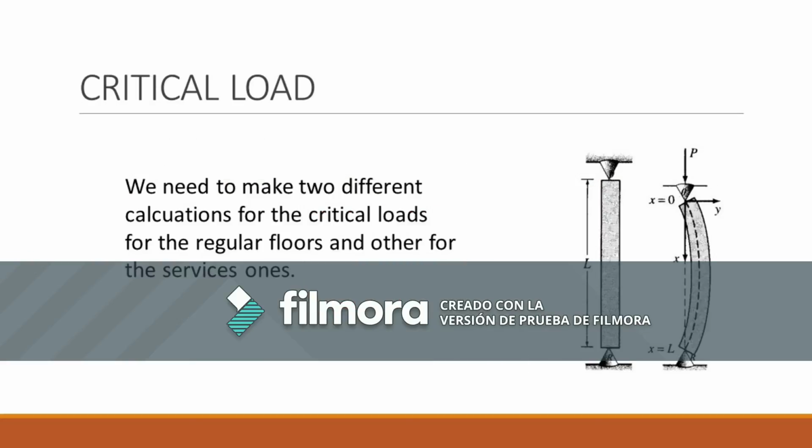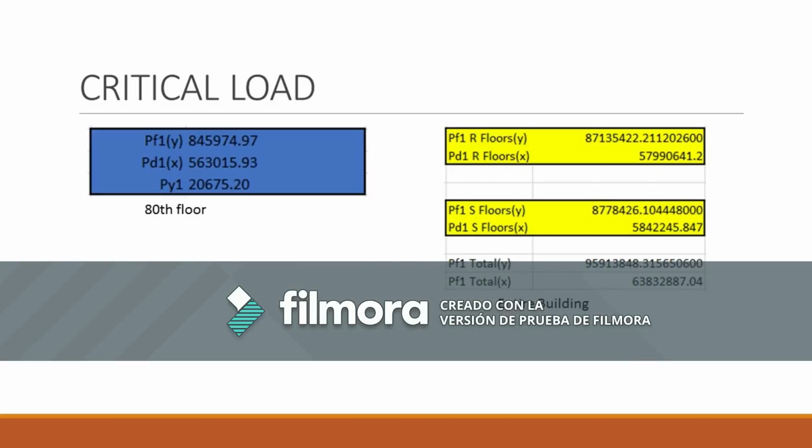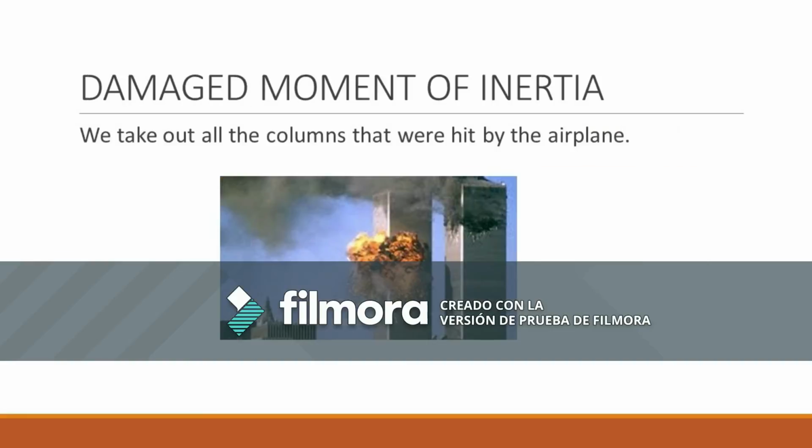To make these calculations, we made two assumptions for the length of columns. One assumption is the length of the regular floors, which was 3.8 meters, and the other one is the length of the service floor, which was 3.08 meters. Saying this, we need to make two different calculations for the critical loads, one for the regular floors and the other for the service ones. Again, the numbers were made with the help of an Excel table to be more accurate.